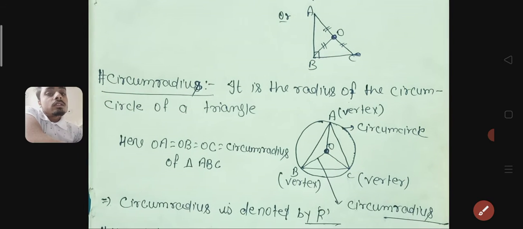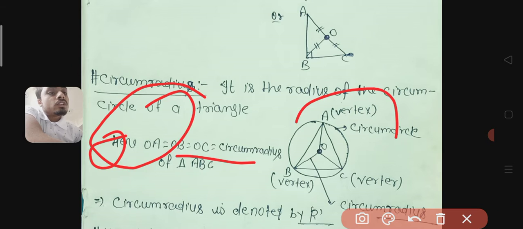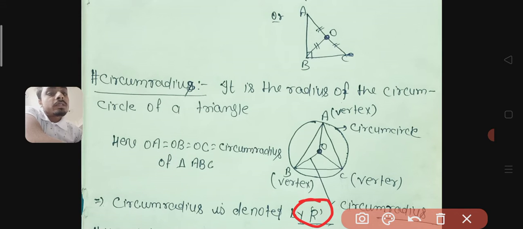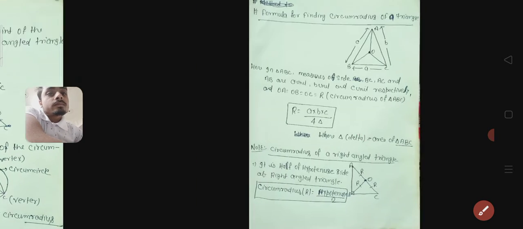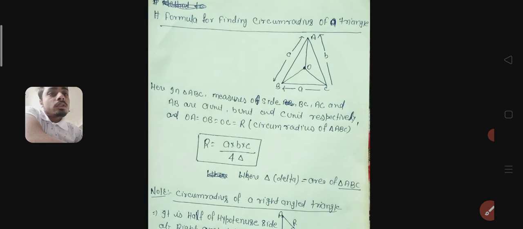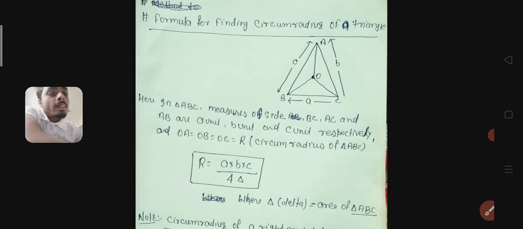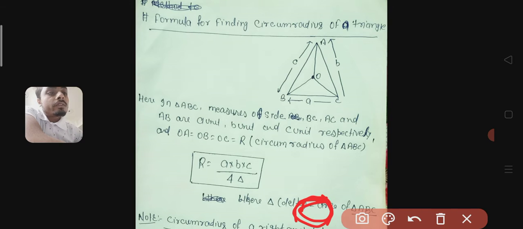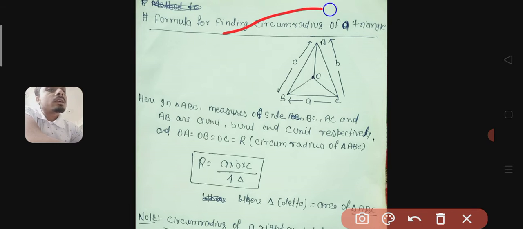Now, circumradius is denoted by capital R. This is one of the most important concepts: the formula for finding the circumradius of a triangle. How can we find the circumradius of any triangle?